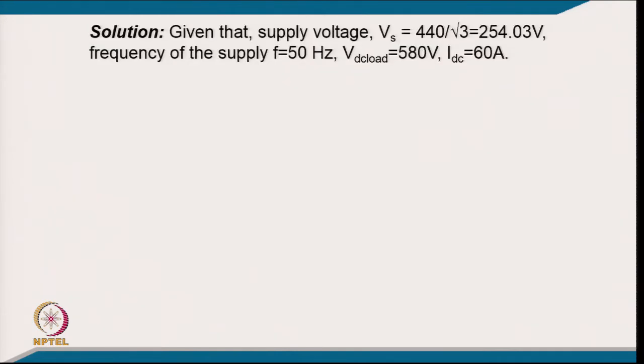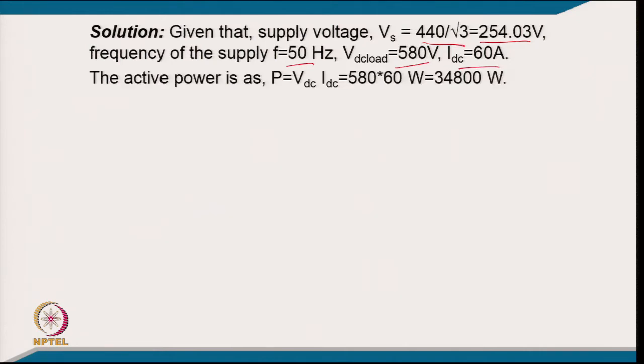So, coming to a numerical solution of this problem, given that the supply voltage is 440 volt line, divided by root 3 gives phase voltage RMS 254.03 volt, and frequency of supply 50 hertz, and the DC load voltage is 580 volt, and IDC, that is the DC link current, is 60 ampere. So, the active power is P equal to VDC into IDC. So, this is 580 into 60 watt. So, this comes to 34,800 watt.